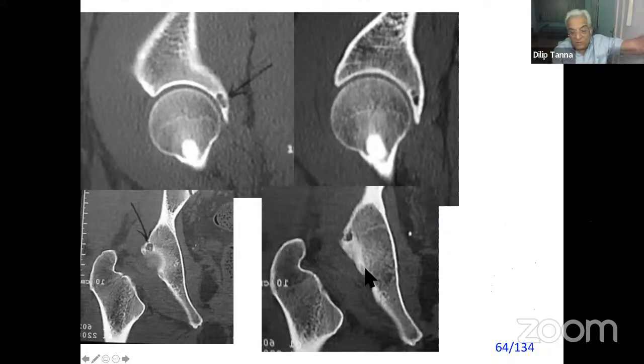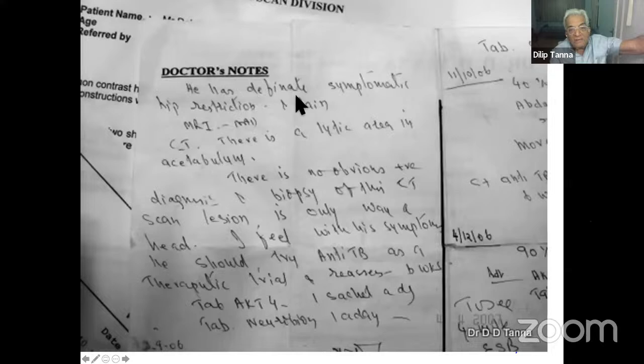Now the flexion extension, you can see these findings, which were definitely seen in the CT scan, which was not picked up in MRI. Now you cannot really do the histology of this. These are my notes after seeing him. He has a definite symptomatic hip restriction and pain. MRI is normal. CT, there is a lucent area in the acetabulum. There is no obvious positive diagnosis. And a biopsy of this CT scan lesion is the only way ahead.